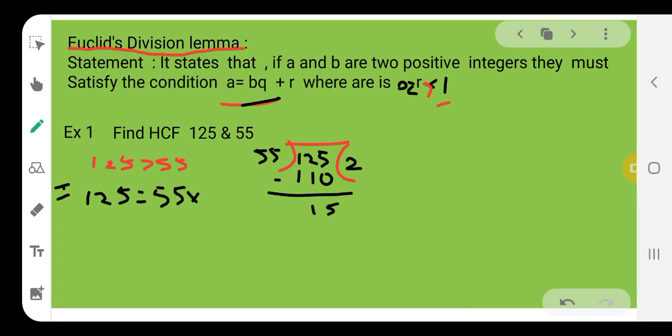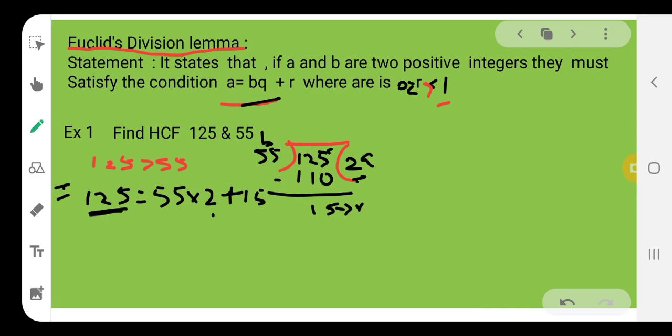Okay. Now the quotient, what is it? Q is the quotient here. So this is B: 55 is B, A is 125, and 2 is Q. And this one is the remainder R, which is 15. So when we multiply 55 into 2 and add 15, again you get 125. So this is the first step.